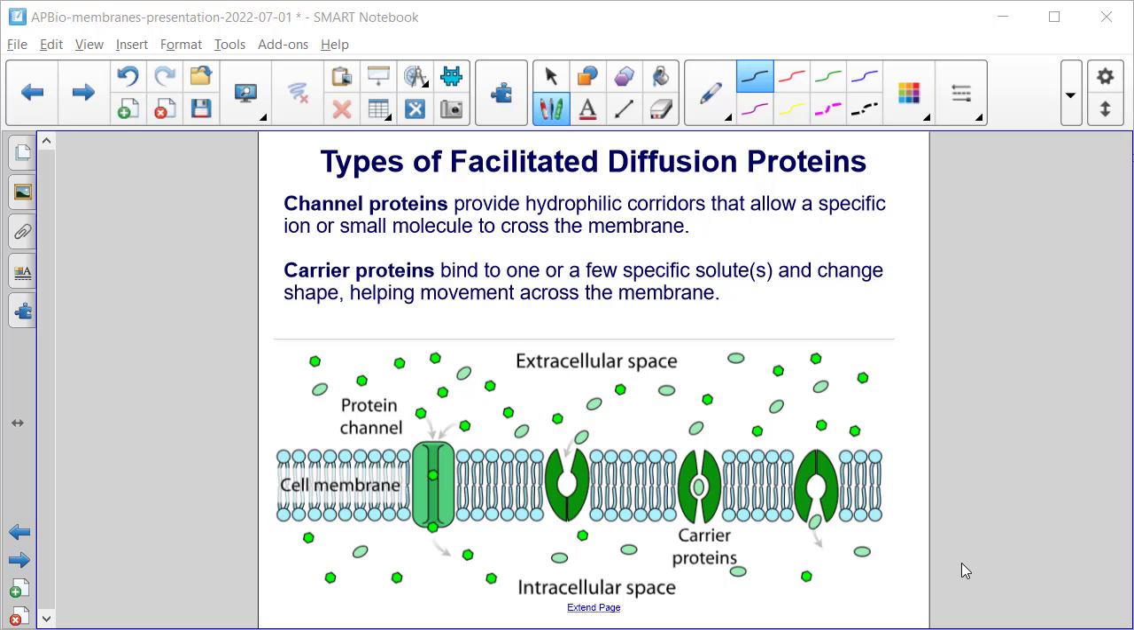Carrier proteins bind to one or a few specific solutes and change shape, helping the movement across the membrane. So look at what happens here on this side. The carrier protein is open for a certain shape, and then it changes its shape to allow that molecule, whatever it is, inside of the cell.